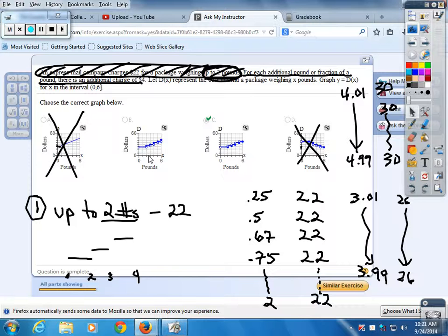Well, here's the thing. At 2 pounds, you're going to pay $22. At 2.01 pounds, you're going to pay $26. The next. So that's probably their thinking. You ain't gonna have to worry about this, that's for sure. Go with this one.